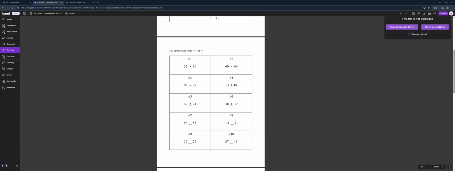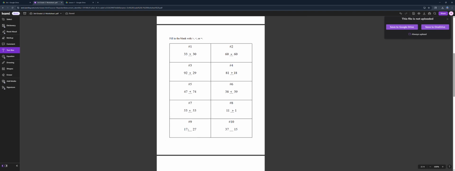And for number 7, we have 53 and 53, and they're equal to each other. And number 8, we have 11 and 1, and they have the same ones place, but 11 has a tens place and is higher, so it would be greater than. For number 9, we have 17 and 27. 17 has the same ones place as 27, but has a smaller tens place, so 17 is less than 27. And for number 10, we have 37 and 15. 37 has both a higher tens place and a higher ones place, so it would be greater than.